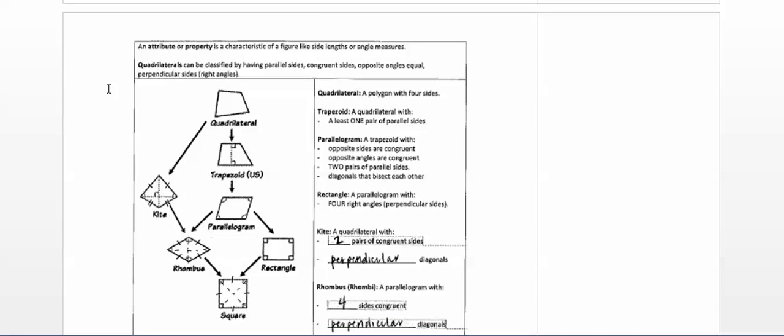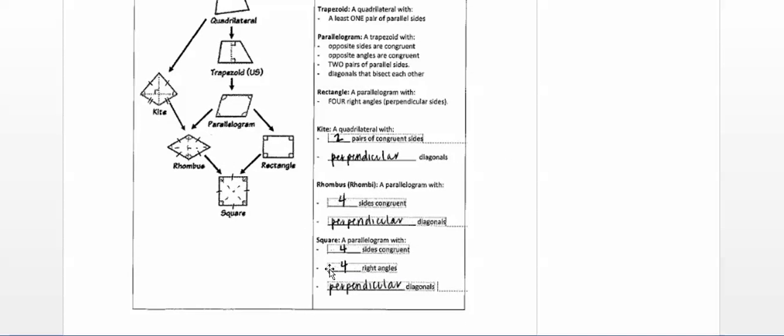We start again with this definition. This is review from the previous day. We see that our flow chart here has grown a little bit, right? Yesterday we just had quadrilaterals, trapezoids, parallelograms, and rectangles. Today I'm adding kite, rhombus, and square. These were all of our definitions, the exact wording that kids put in their notes yesterday. Today I'm going to add kite, rhombus, and square.